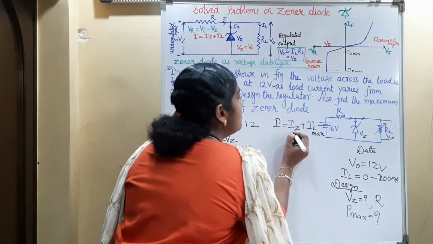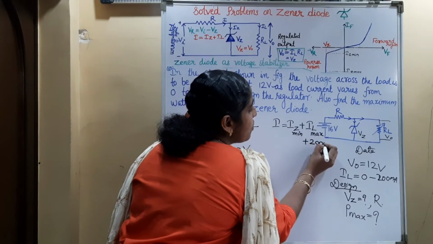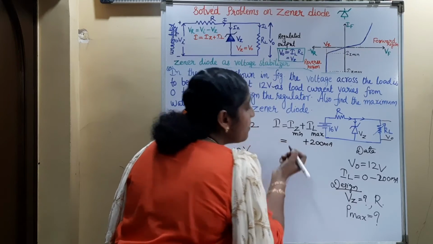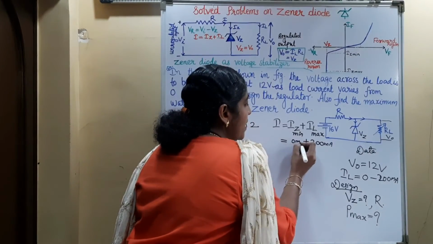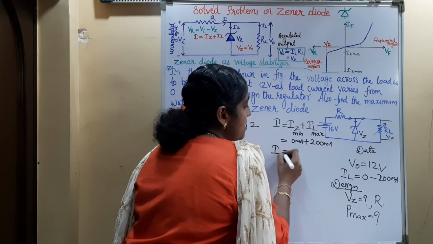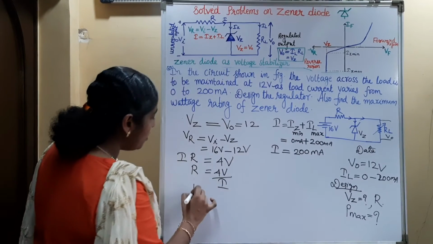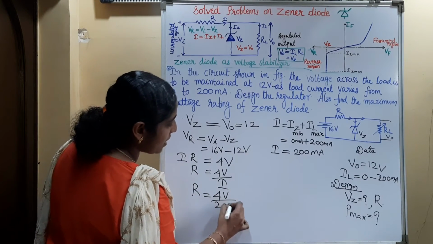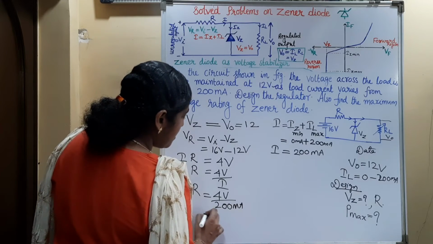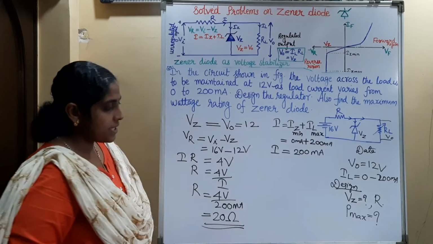Then what will be the Zener current? That will be minimum. The maximum value of load current is 200 milliampere and the minimum value of the Zener current will be 0 milliampere. So what will be this current? That is equal to 200 milliampere. So the value of the resistance is 4 volt divided by 200 milliampere, that is equal to 20 ohm. So we got the value of the series resistance.